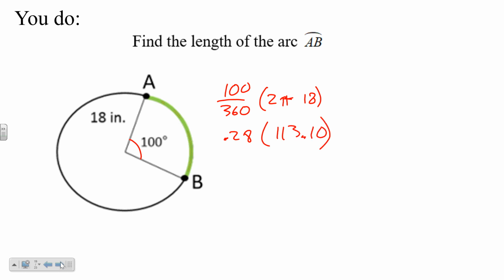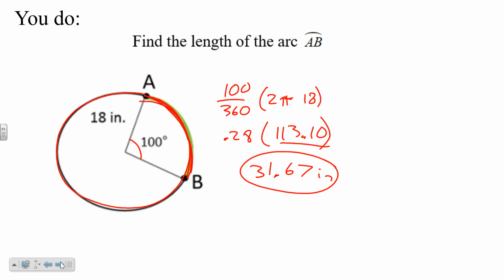2 times pi times 18 is 113.10. Multiply those together, you end up getting 31.67 inches. And again, that is the length. If you were to take this green length right here and take it out and make it straight and measure it with a ruler, that's how long that would be. Because again, the whole thing is 113.10, so then we're just taking 28% of it, because 100 over 360 is 28%. 28% of it is that 31.67.